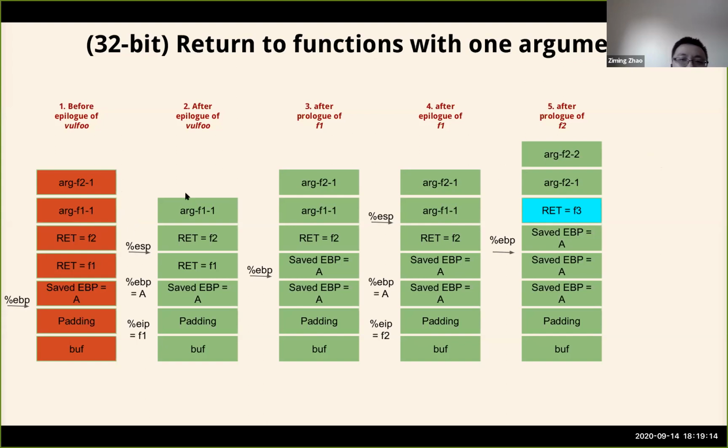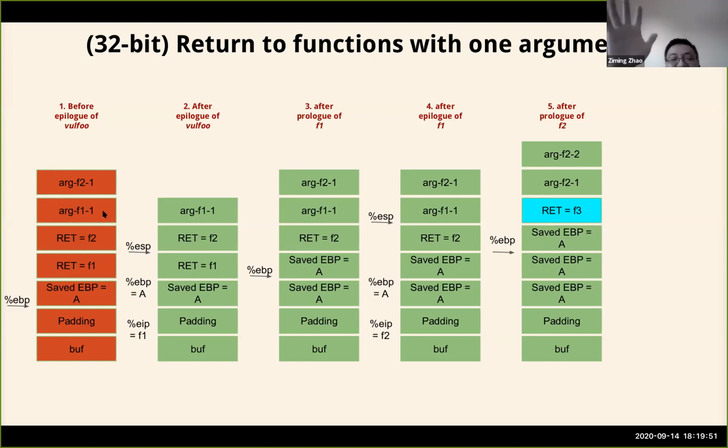So in this case, if function 1 has 1 argument and function 2 has 1 argument, we can only call those 2 functions. We cannot call the third function. If we want to call the third function, where are we supposed to put the address of the third function? We're supposed to put it here, but here we're putting the first argument of f1. We can only override it once. So there is no chance for us to put the address of the third function here.